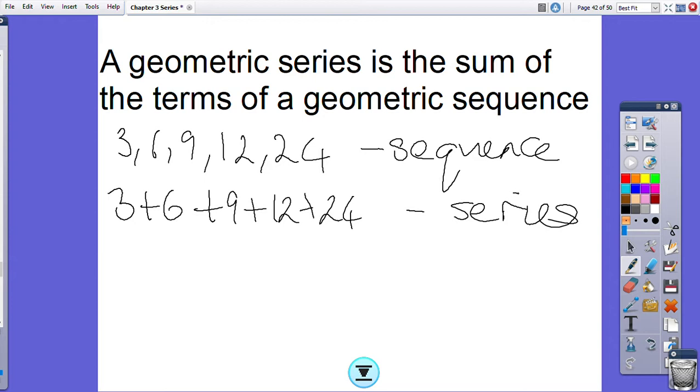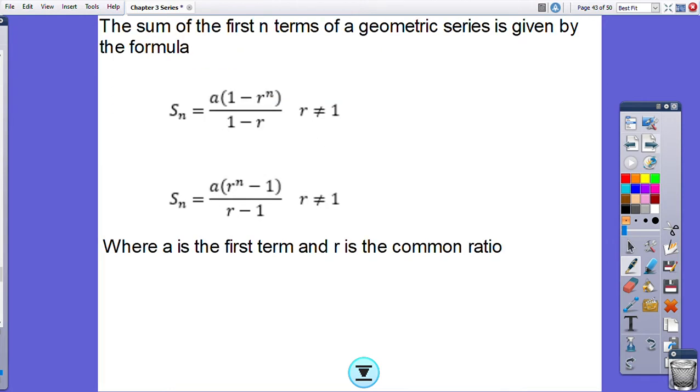Now, we could do that by brute force and just add up each term: 3 plus 6 is 9, plus 9 is 18, and work it out like that. But if you've got a really big series to sum up with some really massive terms or some really small terms, you want a formula. And instead of giving you a formula, we've given you two. And here they are. a is the first term, as it always was, and r is the common ratio, the number that you multiply by to get from term to term.